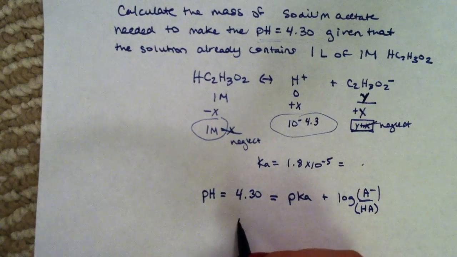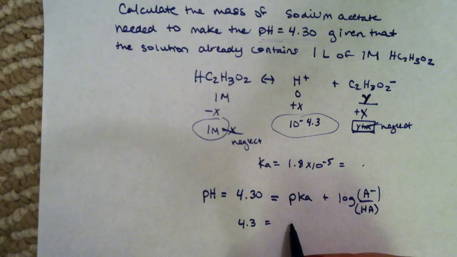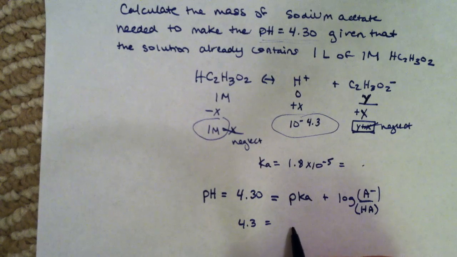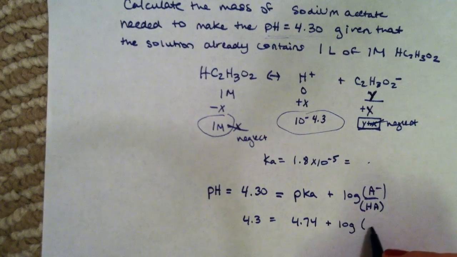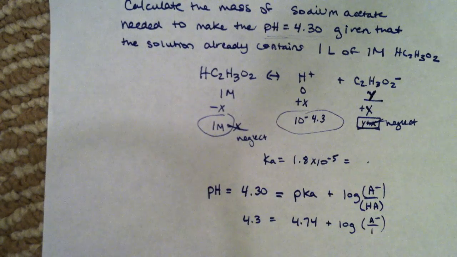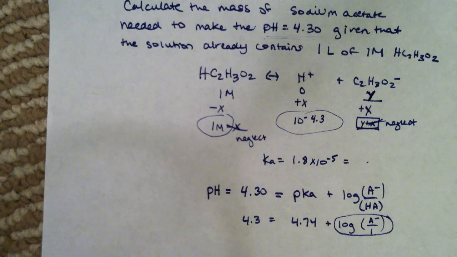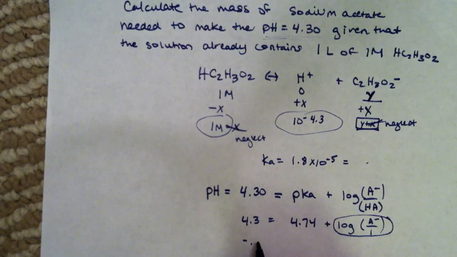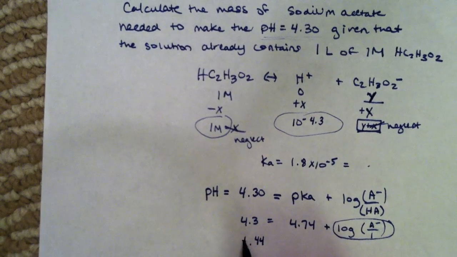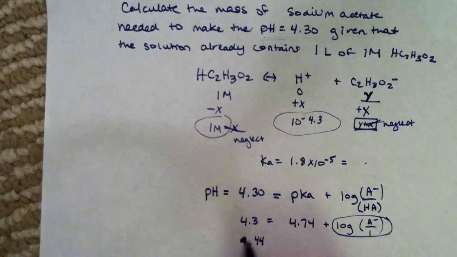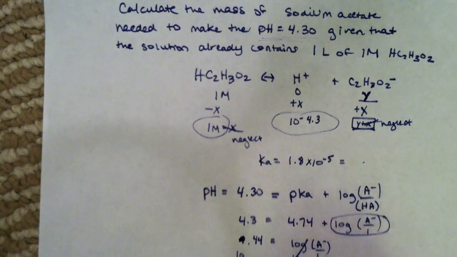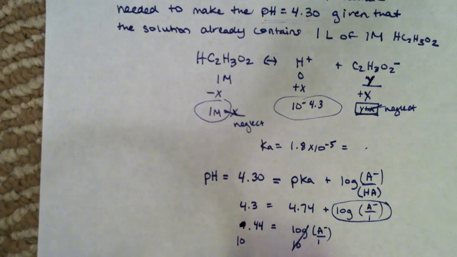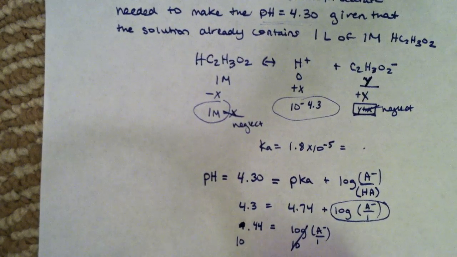Okay, we know that we have 4.3 equals the pKa, which we know is 4.74, plus the log of A minus over 1, and we could solve for this particular term. You would just subtract, and then you would get negative 0.44, positive, no, negative, because this is going to go to the other side, sorry. That would be the log of A minus over 1, and then we would do 10 to the power to get rid of the log function, and so A minus over 1 would be equal to 10 to the negative 0.44, which is equal to A minus.